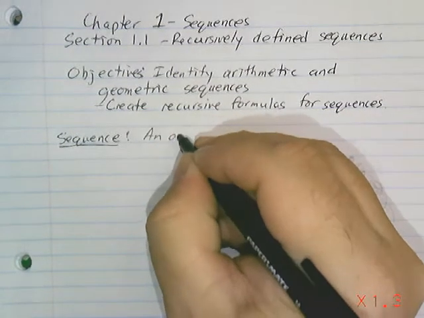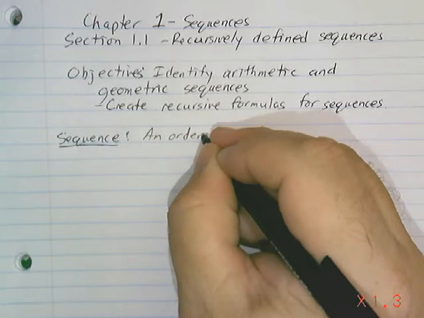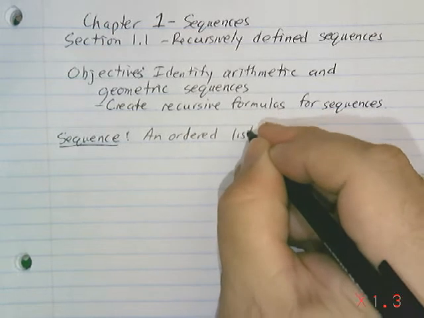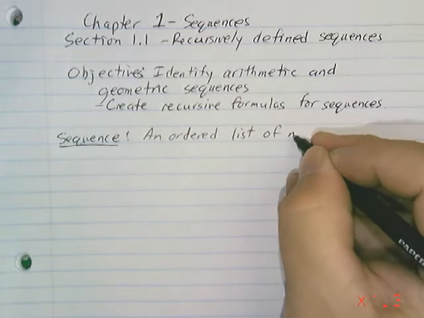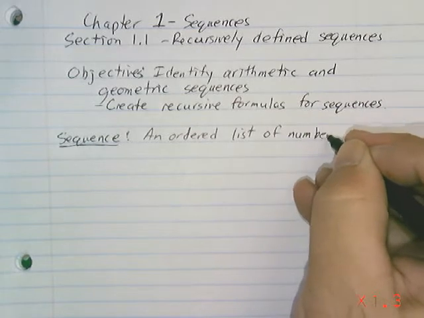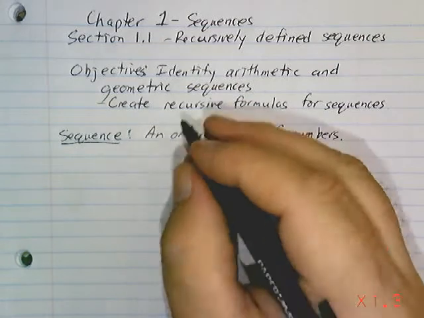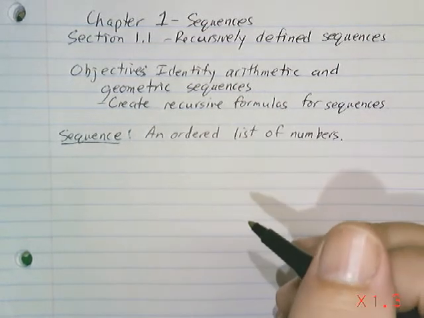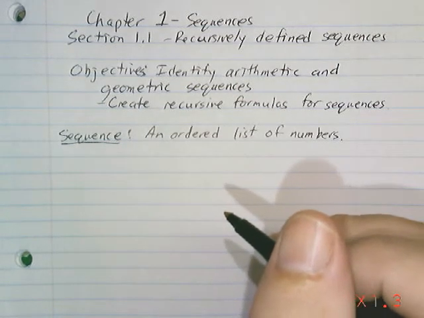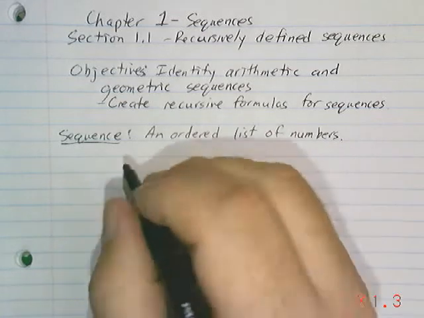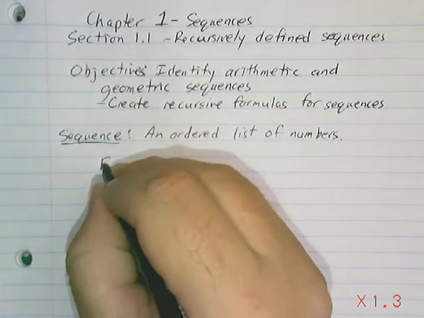Okay. And actually things like 2, 4, 6, 8 or 1, 3, 5, 7, 9, those are sequences. We also could have one that looks like this. It would be 1, 5, 9, 13. And a dot, dot, dot usually indicates that it keeps going. Okay. These are called the terms of a sequence.